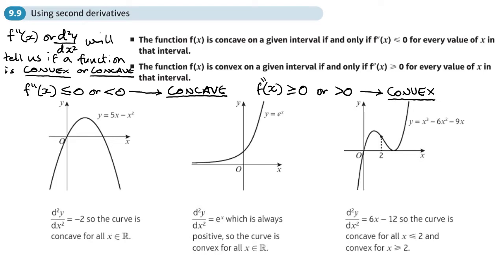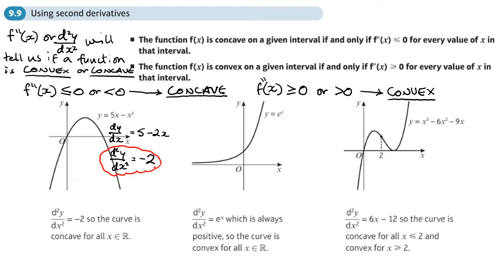Okay, so there's some examples down here of some functions. Now, if we worked out the second derivative, so there we've got y equals 5x minus x squared. So dy dx, if we differentiated it once, we would have 5 minus 2x. If we differentiated it a second time, we would get negative 2. Now, it's always going to be negative, isn't it?